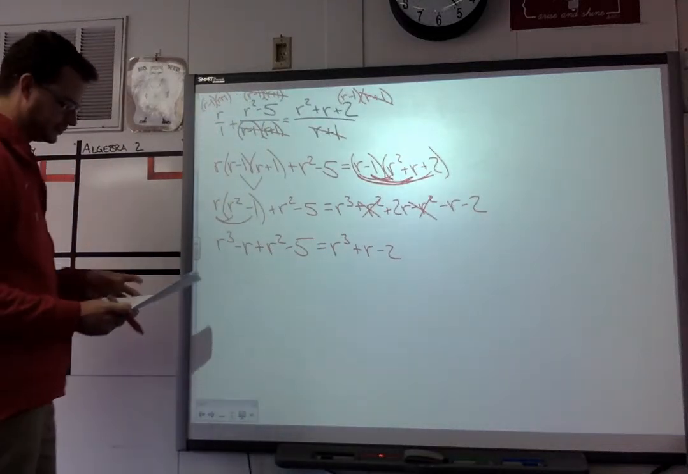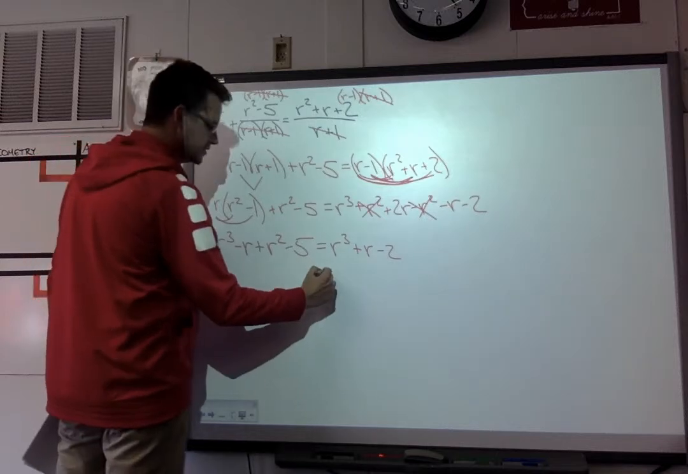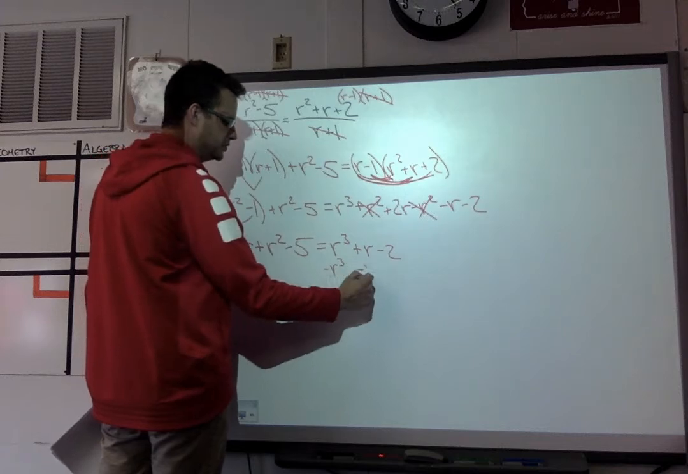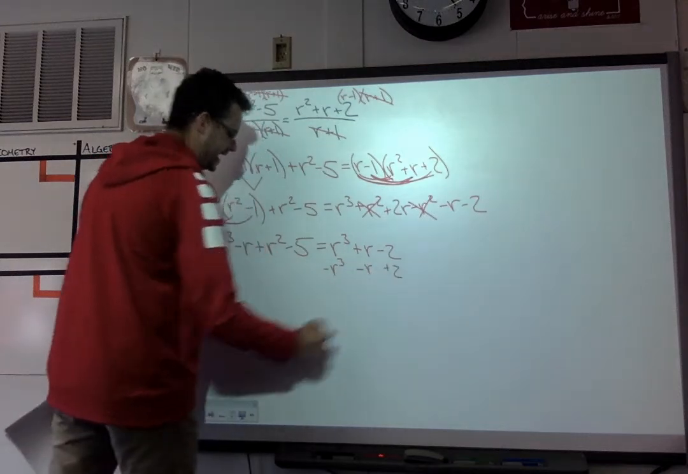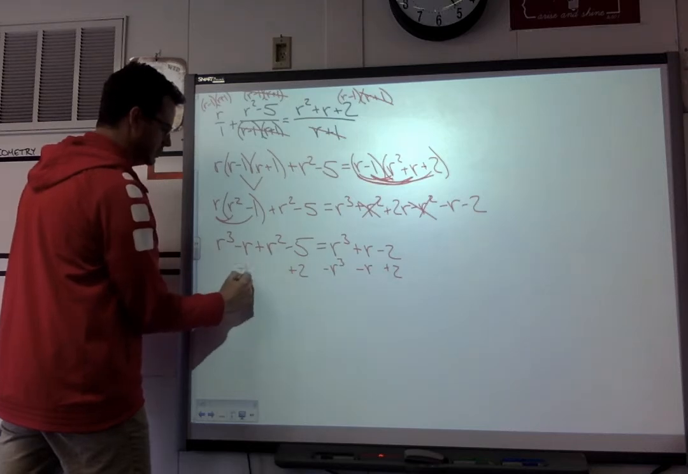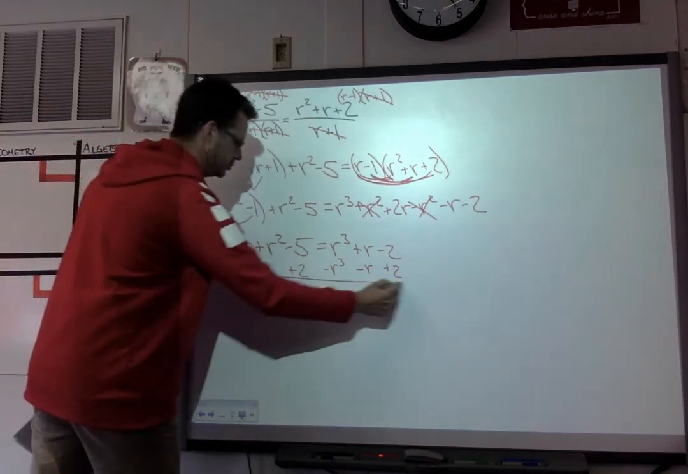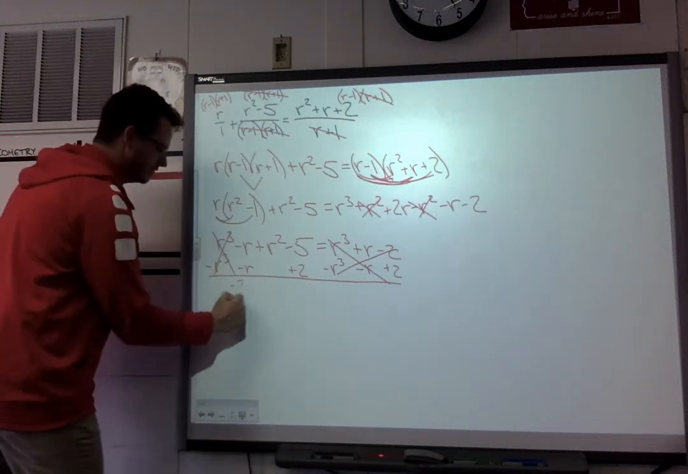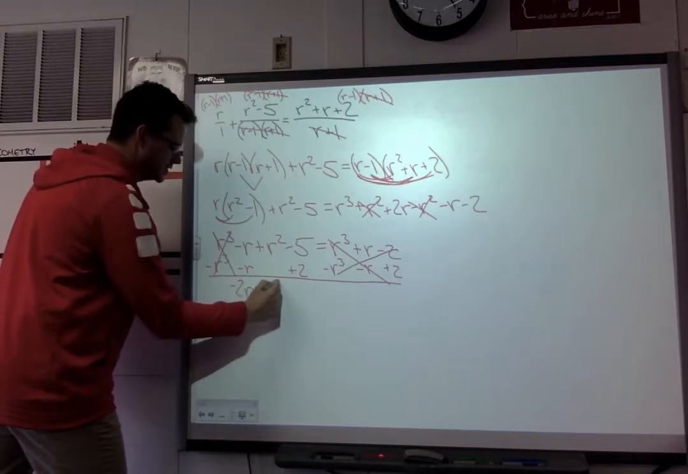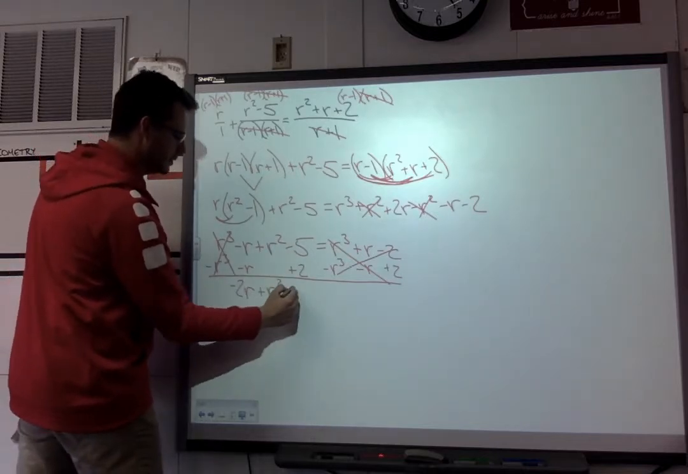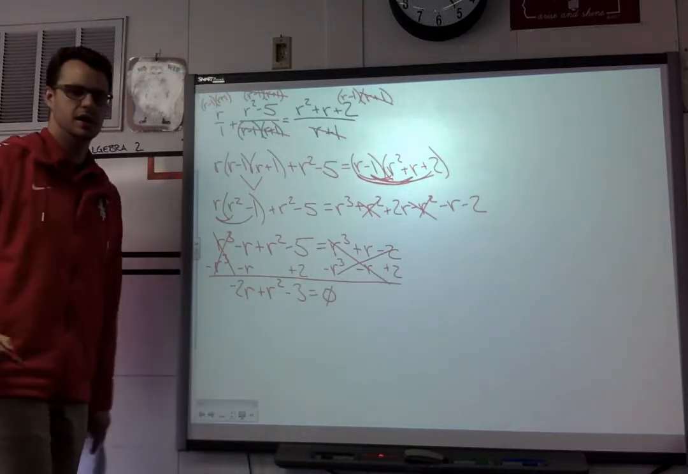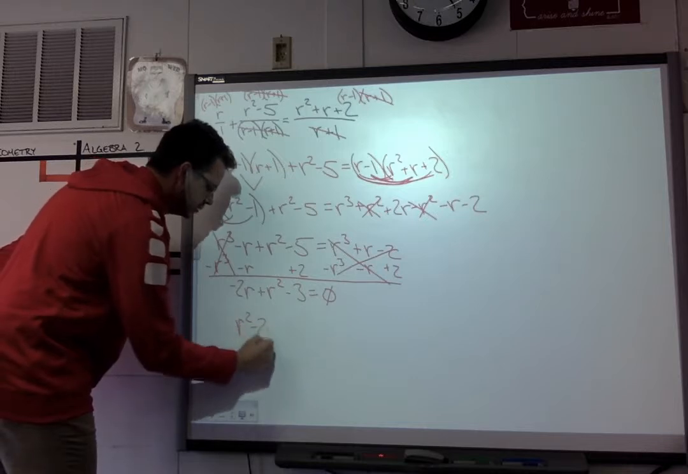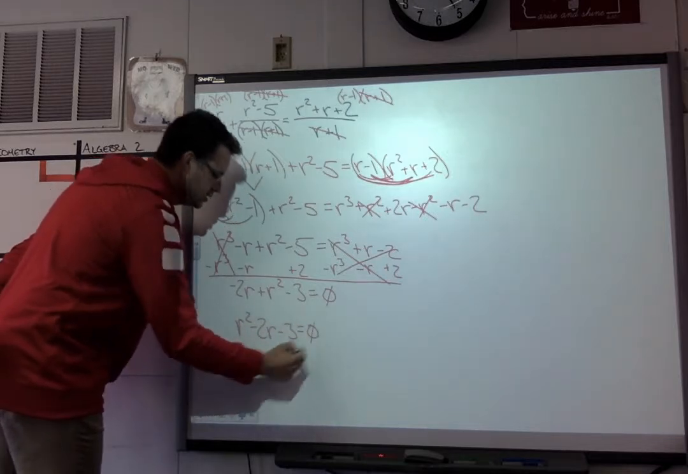So now, I'm going to go ahead and subtract, because I want to get this set equal to 0. So I'm going to subtract r cubed, r, and add 2. So plus 2 minus r cubed. So that all cancels. My r cubeds cancel. I have negative 2r plus r squared minus 3 equals 0. Now I want to get this into descending order. So r squared minus 2r minus 3 equals 0.